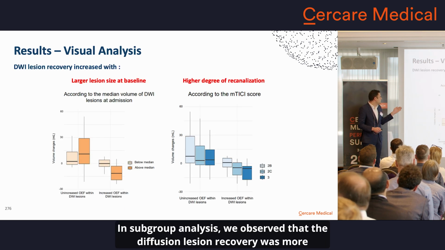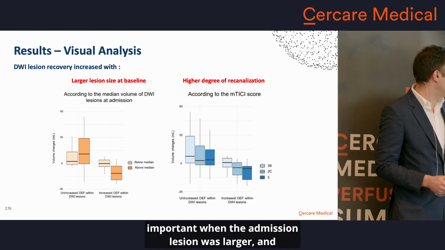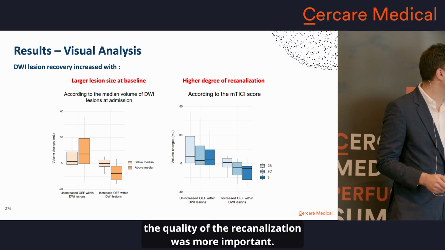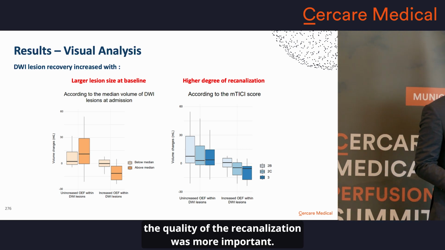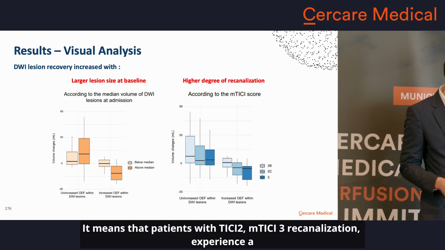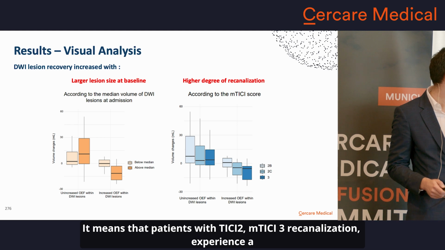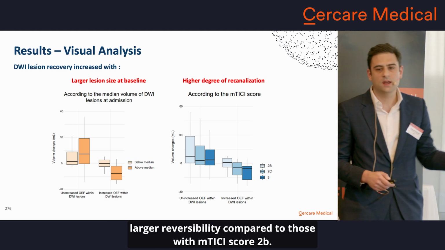In subgroup analysis, we observed that the diffusion lesion recovery was more important when the admission lesion was larger and the quality of the recanalization was better. It means that patients with TICI 3 recanalization experienced a larger reversibility compared to those with an mTICI score of 2B.